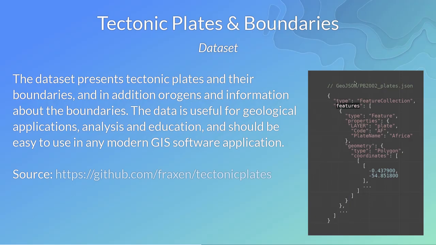If you look at the data, here's a short snippet of how the plates look. You see that it looks similar to how we classify things at Esri. So we have features, and those features have properties, and those features also have geometry. That geometry in this case is a polygon, which is basically an array of coordinates.